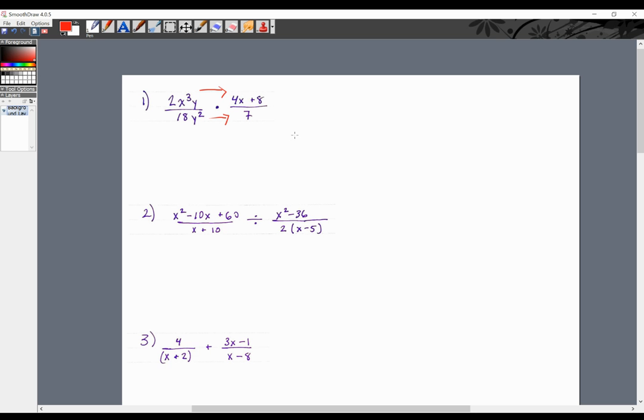Okay, this is the rational expressions quiz review. So for the first one, you're just going to multiply. All right, so we multiply straight across. I will take a second and simplify some stuff from this first fraction though.